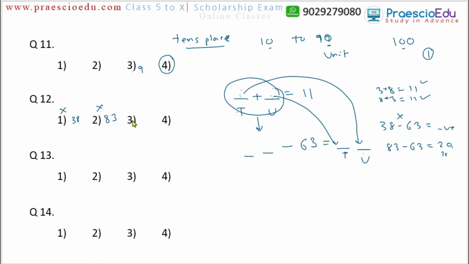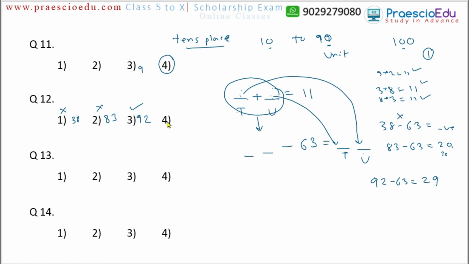Then option number 3, 92. So 9 plus 2, 11 comes, so this criteria is fulfilling. And after the deduction of 63 from the 92, the answer comes 29, which is the interchange of 92. So this is fulfilling.